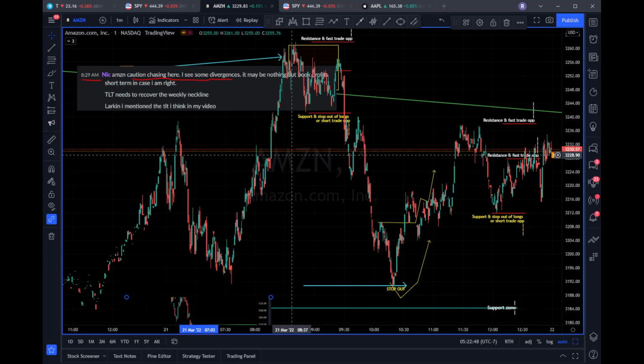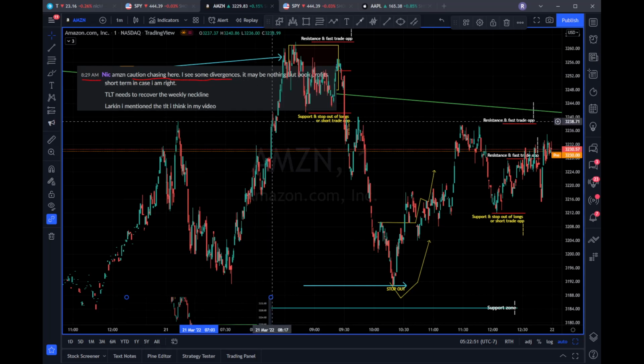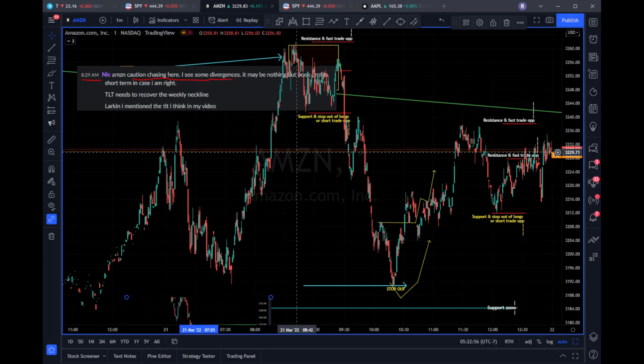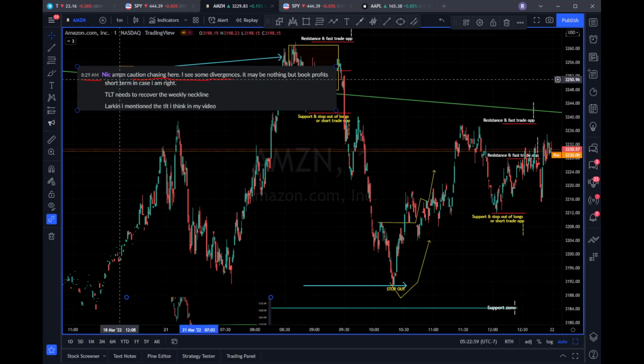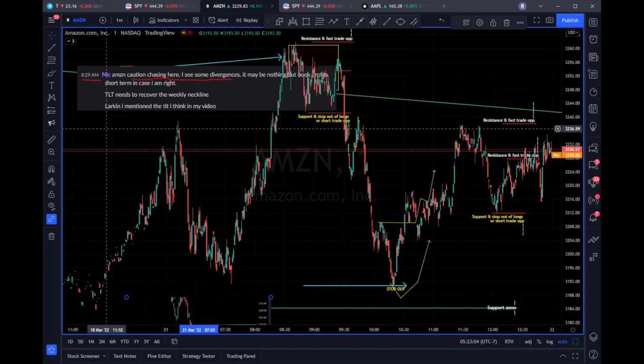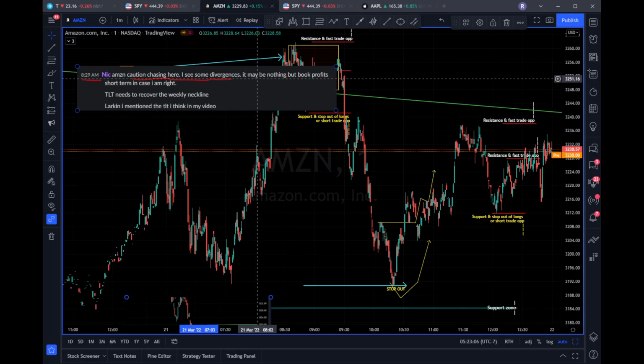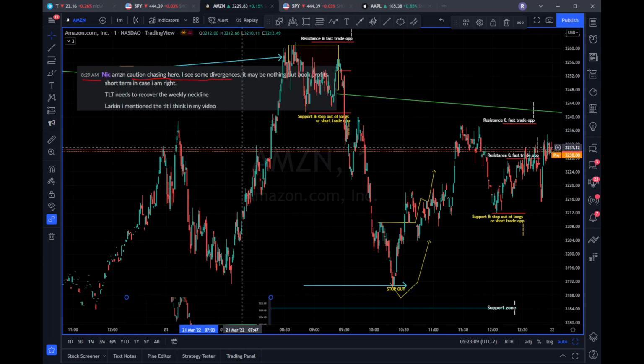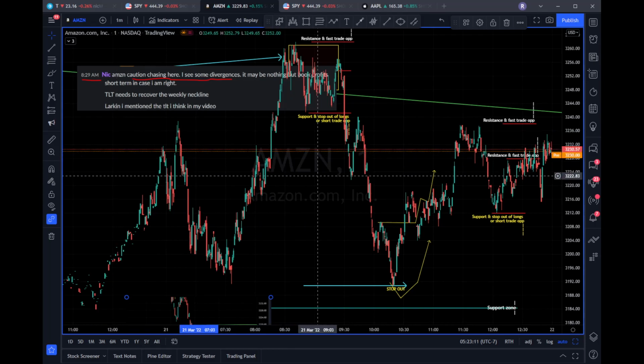So right about here, I was saying why Amazon stock is running so fast when the internals are going the other way from Tradytics. So I finally said, I posted at 8:29, which is exactly these two candles. And I said, caution chasing here. I see the divergences. It may be nothing, but book profits if you're long Amazon. And some people took it upon themselves to actually short Amazon. In fact, I said it, if I were to trade Amazon here, if I was actively trading, I can't actively trade because I'm actually coordinating to 150 people. And I would buy puts.